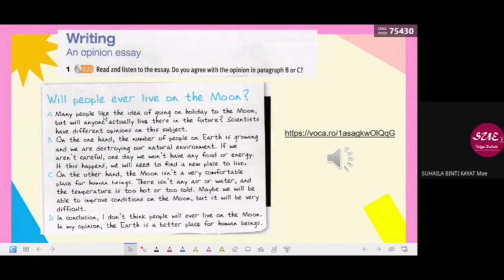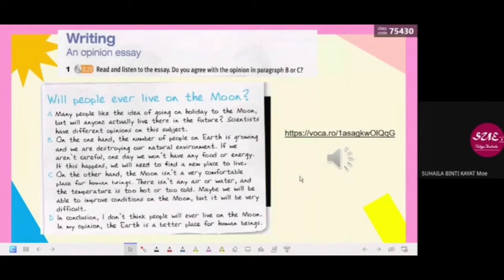Okay, can you listen? Boleh dengar tak? Dengar, cikgu. Dengar. Okay, boleh dengar lah? Good. Saya takut tak boleh dengar.